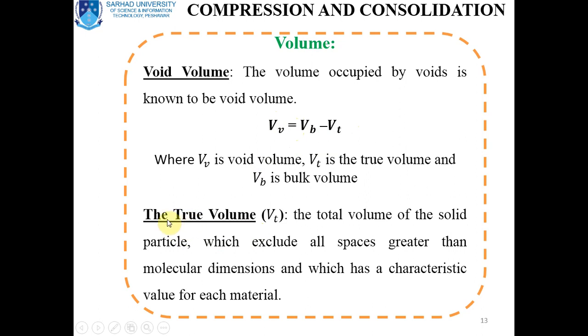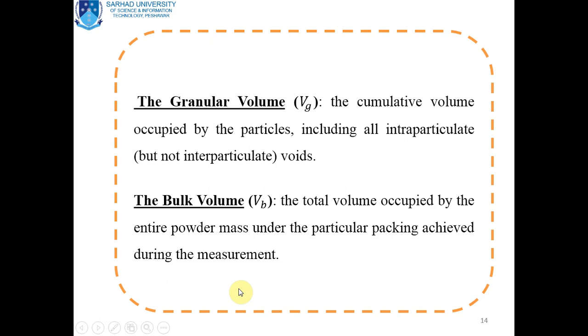Another volume type is termed the true volume, abbreviated as VT, the total volume of the solid particles which excludes all spaces greater than molecular dimensions and which has a characteristic value for each material. The granular volume is the cumulative volume occupied by the particles including all intraparticulate but not interparticulate voids. We will discuss in this lecture what is meant by intraparticulate and interparticulate voids.